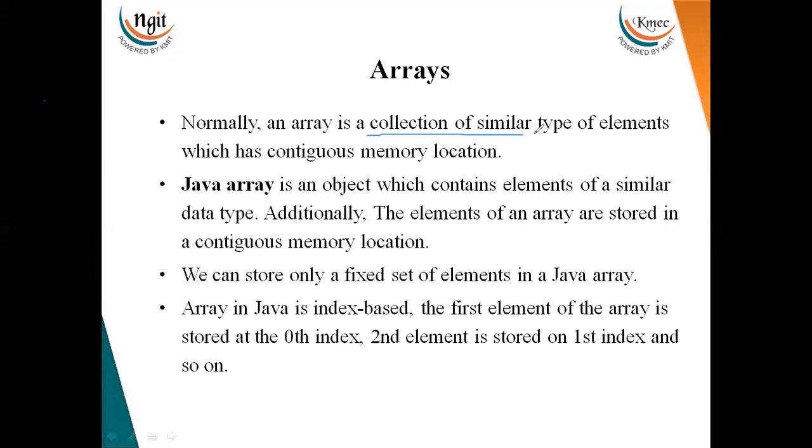An array is a collection of similar type of elements which has contiguous memory location. In Java, an array is an object which contains elements of similar data type, and additionally the elements of an array are stored in contiguous memory location, and we can store only a fixed set of elements in a Java array. In essence, once the size of the array is taken, that is fixed. It cannot grow automatically. It cannot shrink automatically.